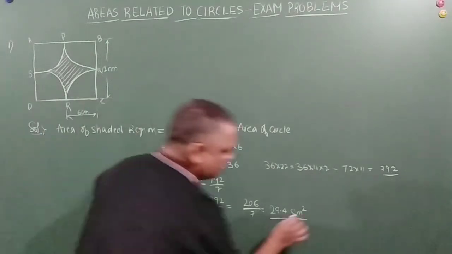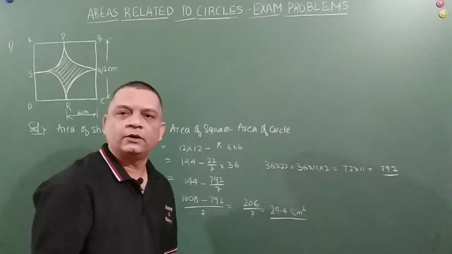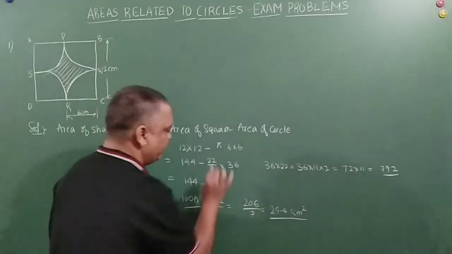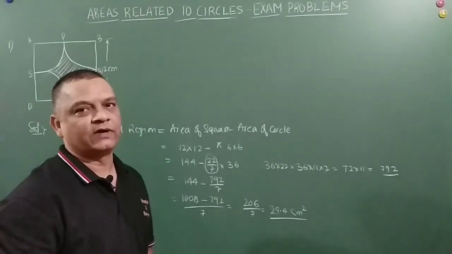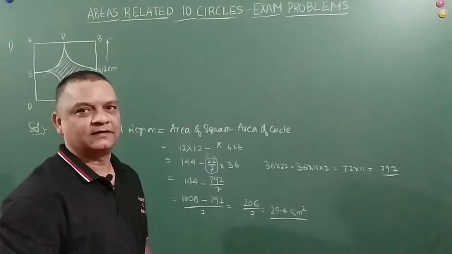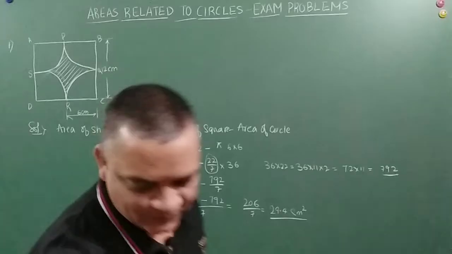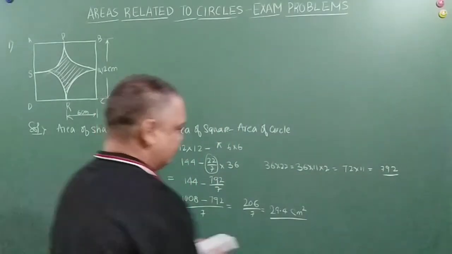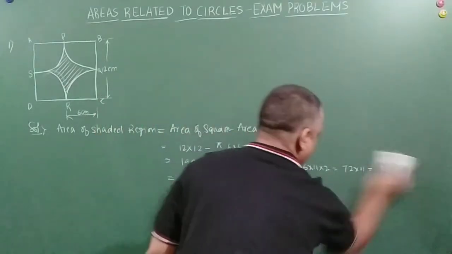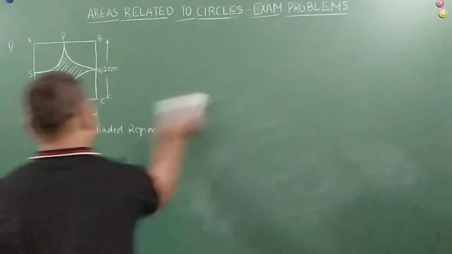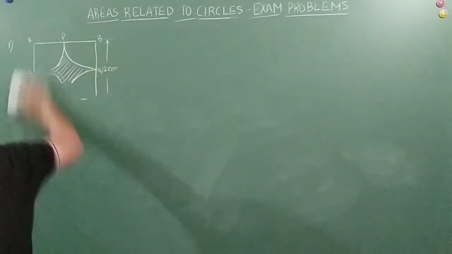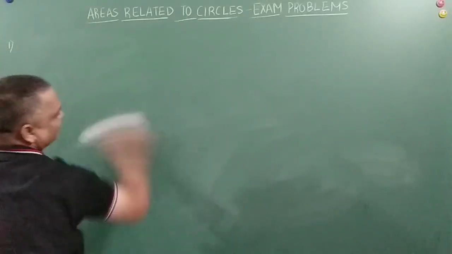So this value may slightly differ, friends, depending upon whether you are taking 22 by 7 or you are taking 3.14. Correct? So slight difference may be there. So now let's move on to the next question, friends. This was pretty simple, but although it had appeared in the examination for 3 marks.